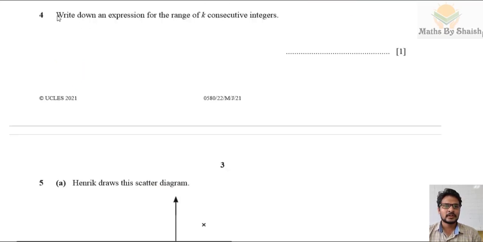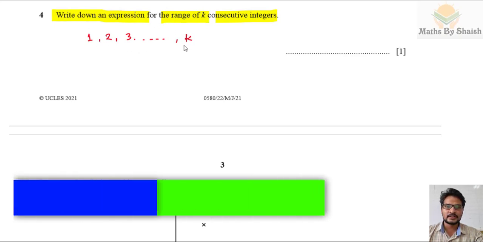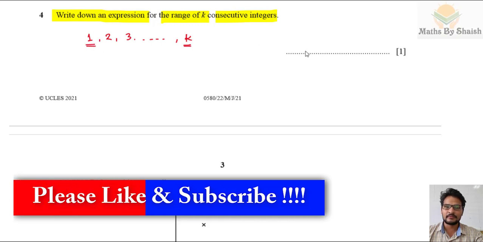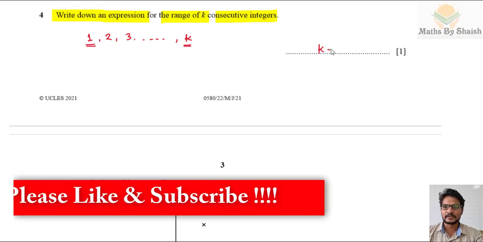Fourth question is write down an expression for the range of k consecutive integers. Consecutive integers means continuous numbers. So we can take it, we start with 1, let's say 1, then 2, then 3, and so on. Then if there are k consecutive integers, of course the last one would be k, and in that case the range is maximum value minus minimum value, so it is going to be k minus 1.